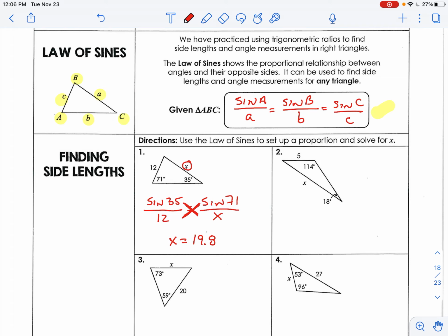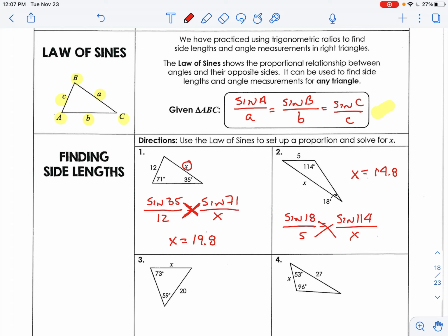Number 2 also works, right? So we set up the same thing again. I know an angle, sine of 18, and the opposite side, so I'm good to go. And then I know another angle, so sine of 114 over x. Then again, do your cross: the cross I know divided by the cross I don't know. You can put that in your calculator and you would get an answer of 14.8.